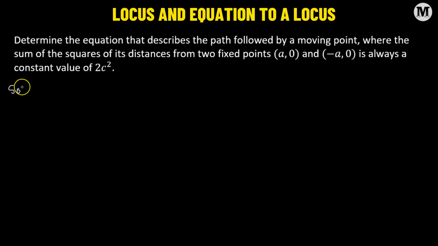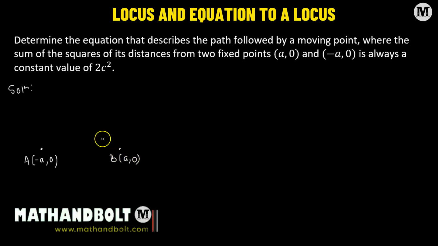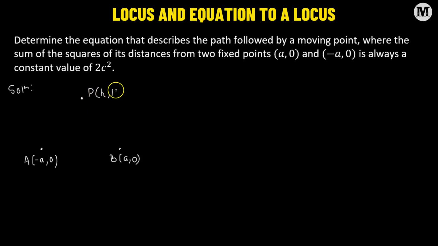Let us begin. So first we'll try to understand it graphically. Now let's say we have a point A. A has the coordinates (-a, 0), and we have another point B. B has the coordinates (a, 0). Now what we'll do? We'll consider a point P. P has the coordinates, let's say, (h, k).